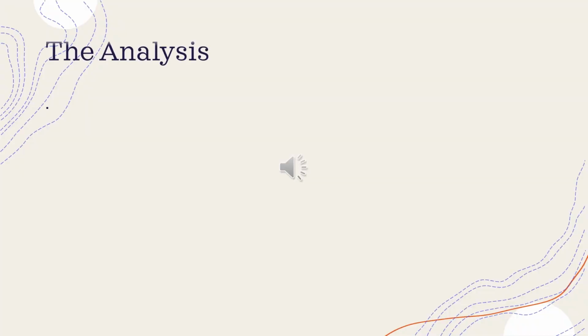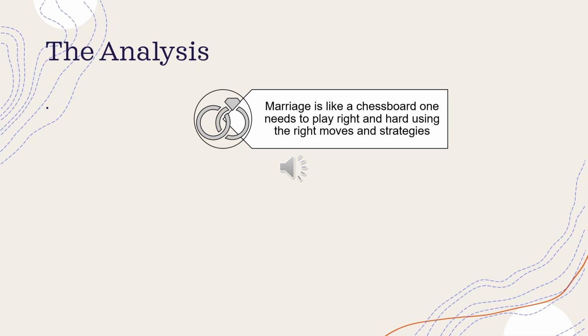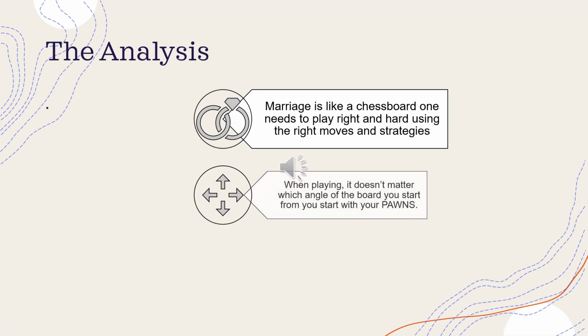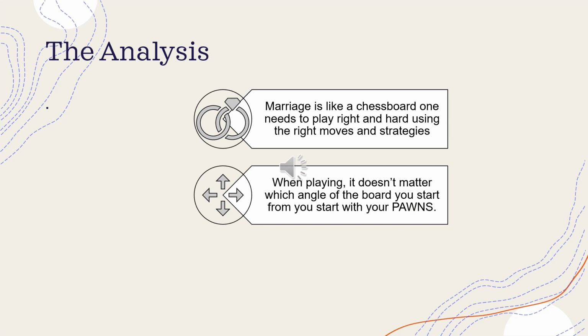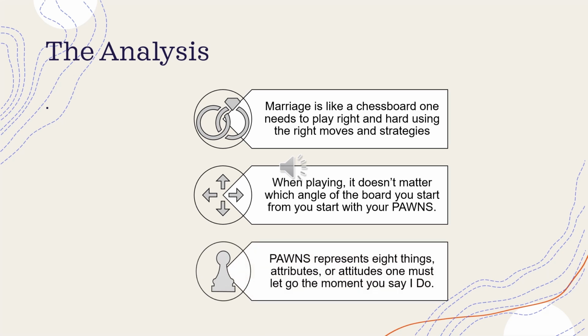So, let's dive into the analysis. Marriage is like a chessboard: one needs to play right and hard, using the right moves and strategies. When playing, it doesn't matter which angle of the board you start from. You start with your pawns. Pawns represent 8 things, attributes, or attitudes one must let go the moment you say, I do.